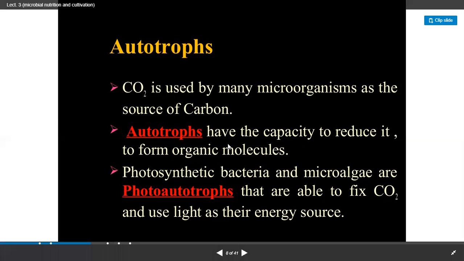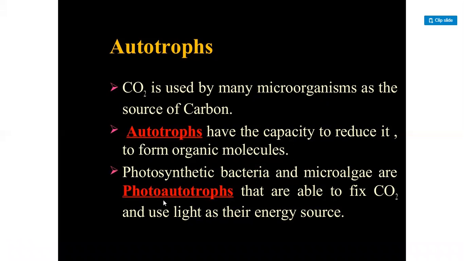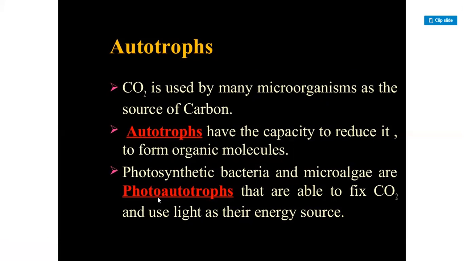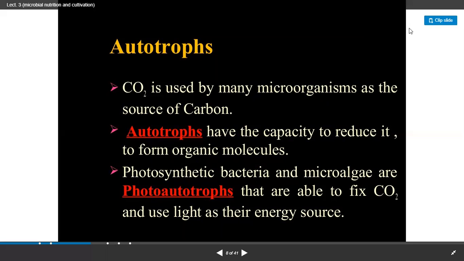Photoautotrophs are also a type of autotrophic organism. Photosynthetic bacteria and macroalgae are photoautotrophs, means they have the capability for a photosynthesis-like mechanism. By this mechanism they can prepare their own food, using light as the energy source. So they can fix carbon dioxide using the light, and they are known as photoautotrophs.